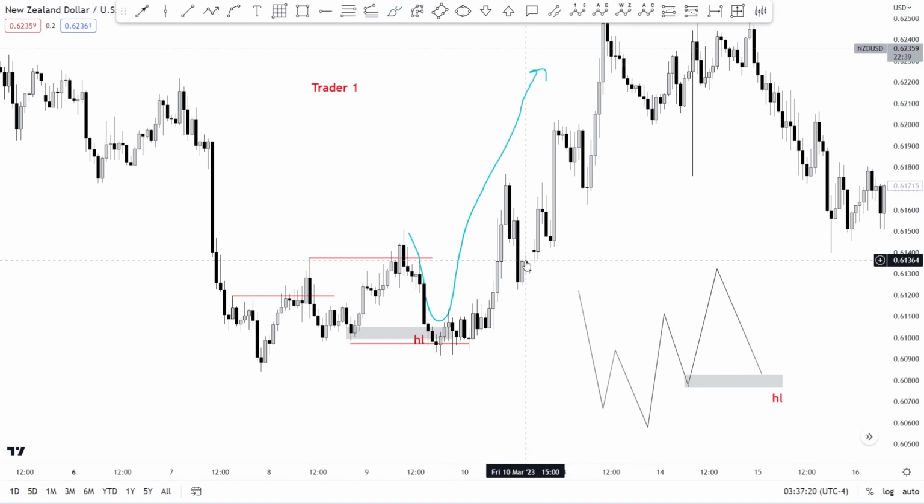Okay, so let's move on to trader 2. And before we move on to trader 2, we can see that these candlesticks are just bearish. There's no bullish candlestick here. Okay, let's move on to trader 2.